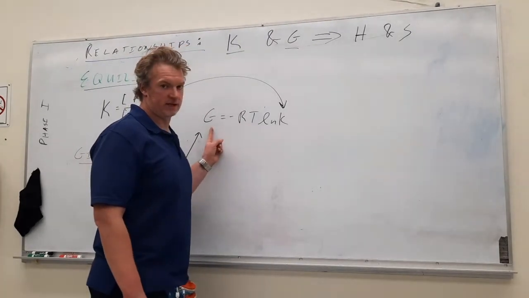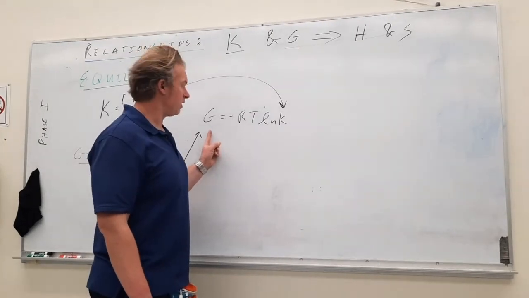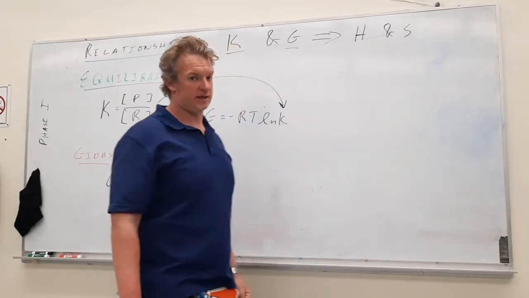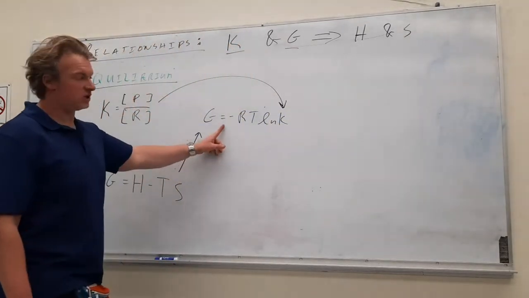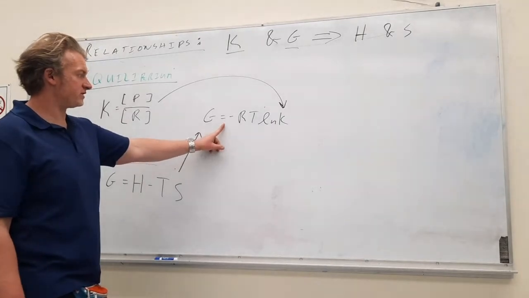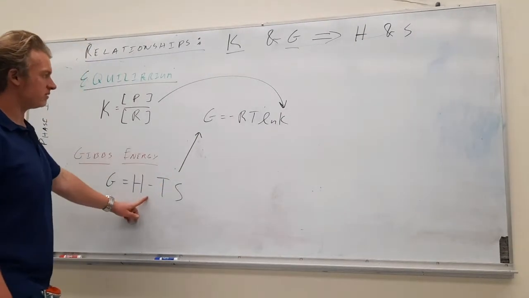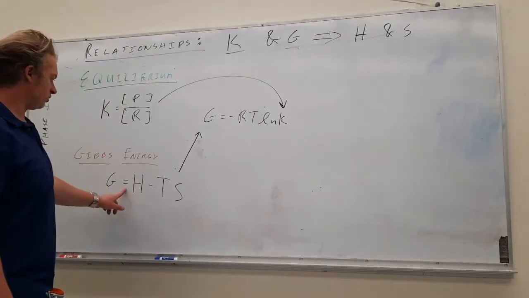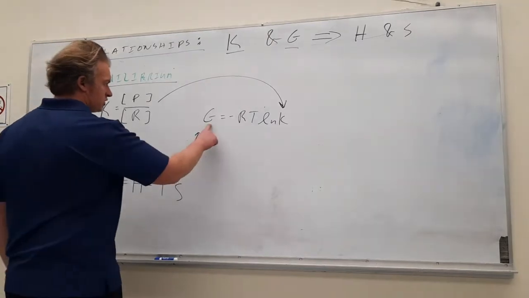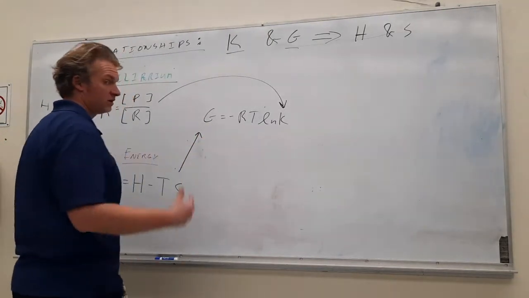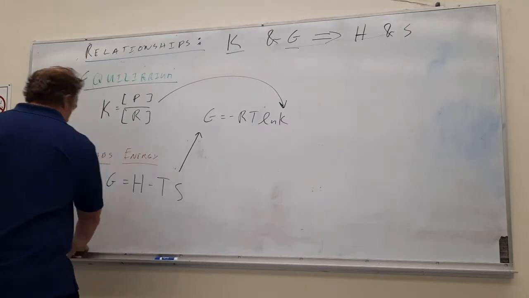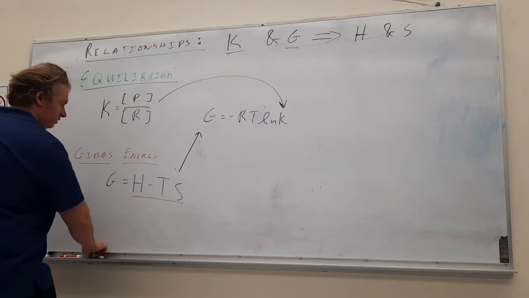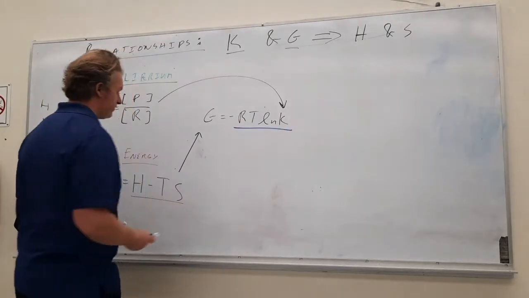This formula right here is where we enter into phase two, where we can solve for H and S, the enthalpy and entropy. A substitution of equations is done with this and this. Take a moment and note that they are both set up to be equal to G. G equals this stuff. G equals this stuff. Therefore, we can say this stuff is equal to this stuff.